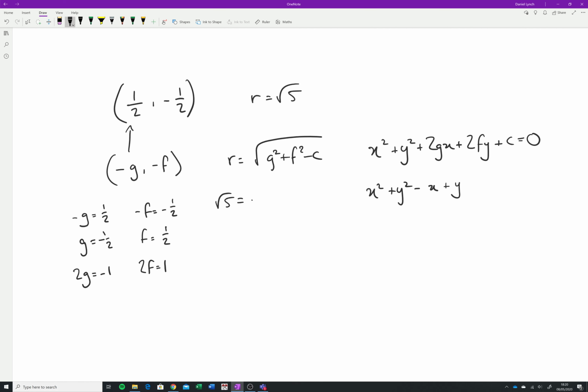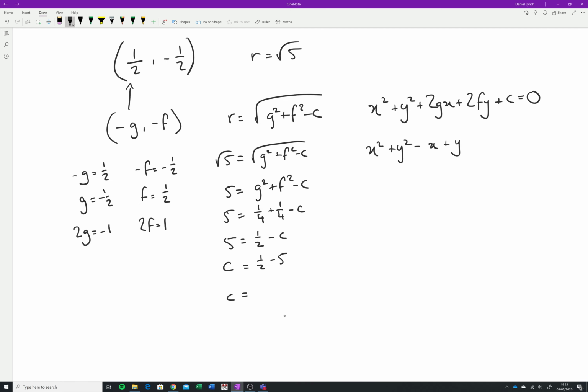We'll say root 5 equals root of g squared plus f squared minus c. Square both sides. 5 is equal to g squared plus f squared minus c. What is g squared? Well, g is minus a half. g squared, minus a half by minus a half, is plus a quarter. f is a half, and a half squared, a half by a half, is also a quarter. And we get minus c there. So what do we have? We have 5 is equal to 2 quarters, that's a half, minus c. So we'll bring c to the left, or we'll add c to both sides, I suppose is the good way to say it, and subtract 5 from both sides.